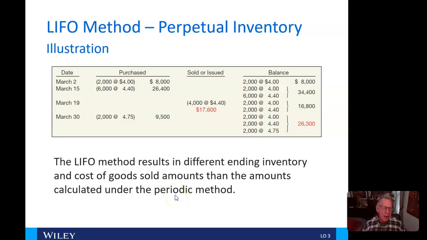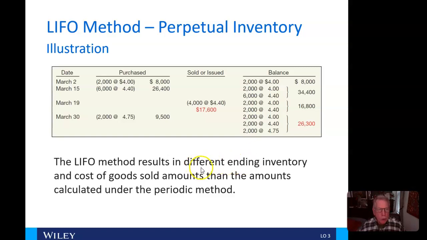Hi, everybody, and welcome back to video number 4 in Chapter 7. When we left off, we had just finished the LIFO method for periodic inventory. Now we'll look at it for perpetual inventory.